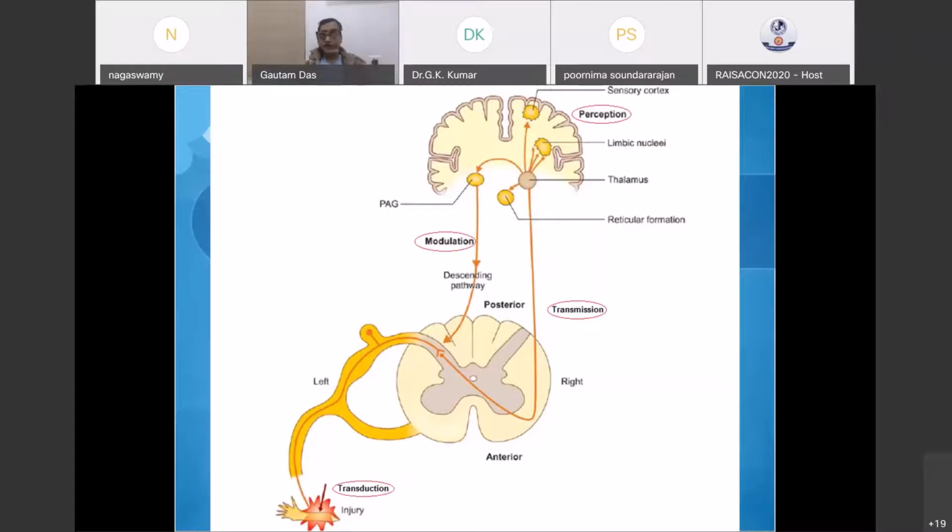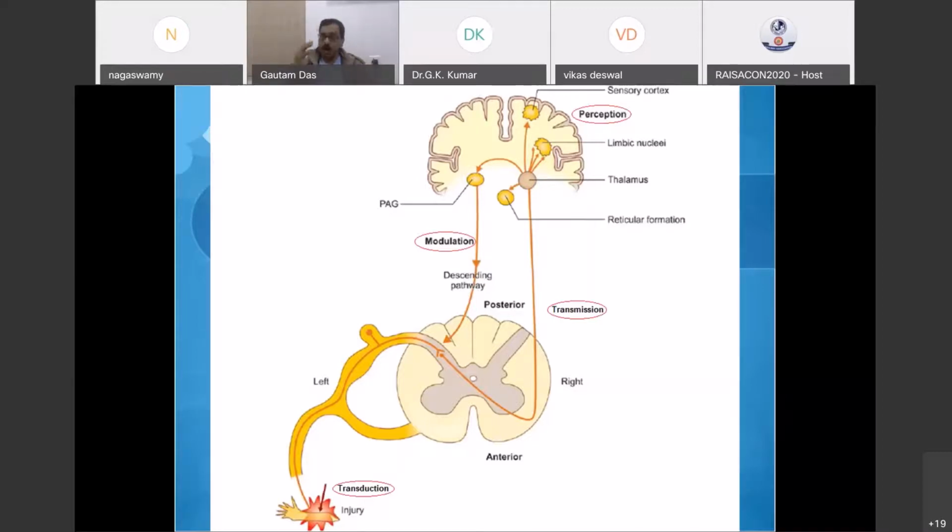The signals do not cross the gate. Very simple. Stimulate the larger diameter fiber. The stimulation of the larger diameter A beta fiber will close the gate for the smaller diameter fiber signal, that means C fibers or A delta fibers, so that it is not crossing the gate to reach the second order neuron.